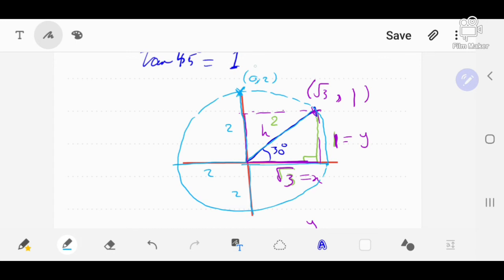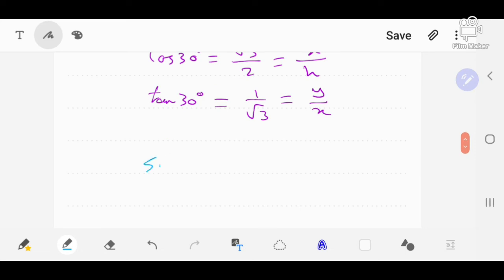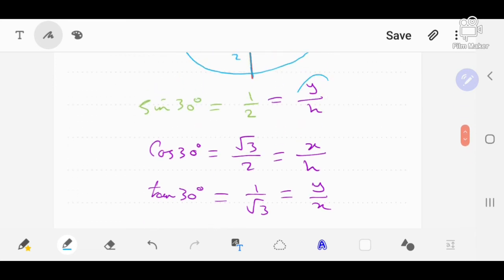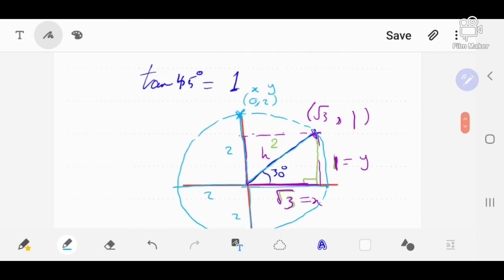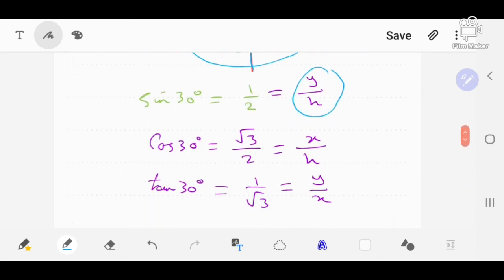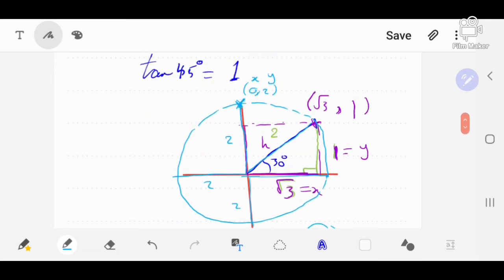So sine 90 degrees will be, where is the sine? The sine is y over hypotenuse. Where is the y? The y is 2 over the hypotenuse, which is 2 again. So that will be 2 over 2, which is equal to 1. So sine 90 is equal to 1.